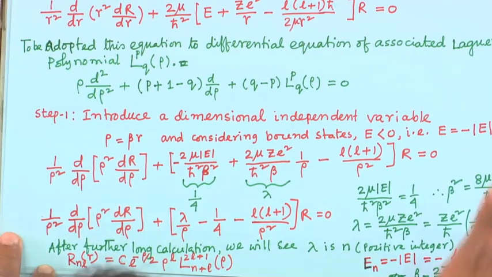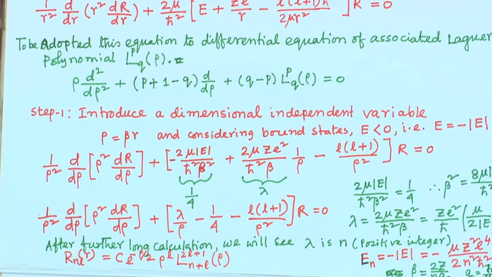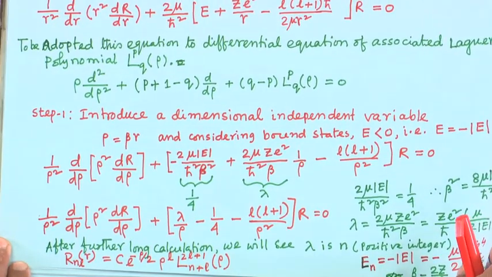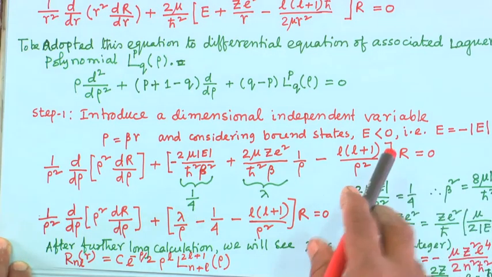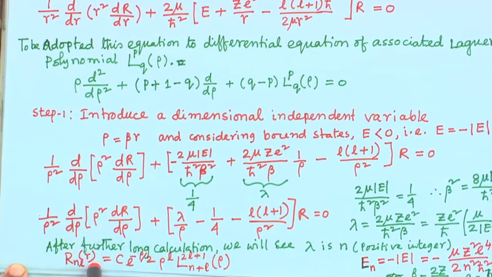Here we have taken the solution for E less than 0. This is basically for the bound state. If E is greater than 0, it is called the scattering state, the unbound state. But here we have only considered the bound state, so the solution is valid for E less than 0. And the solution we got is R_nl of r, in terms of associated Laguerre polynomial.